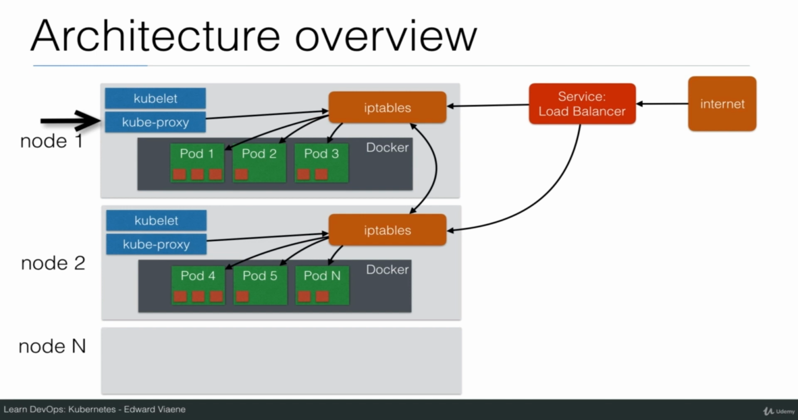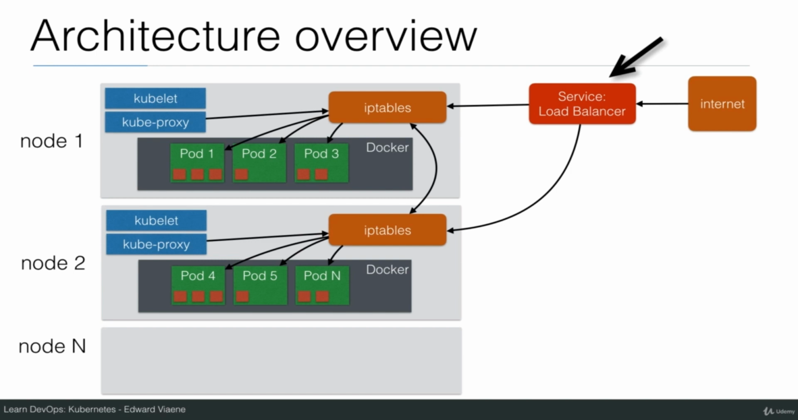The kube proxy is going to feed its information about what pods are on this node to IP tables. And IP tables is the firewall in Linux and can route traffic. So whenever a new pod is launched, kube proxy is going to change the IP table rules to make sure that this pod is routable within the cluster.